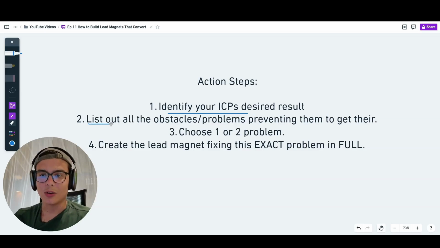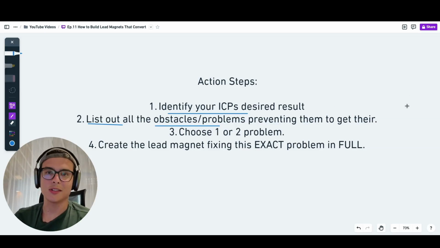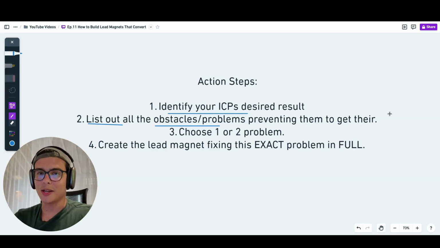Then list out all of the obstacles and problems that are preventing them from getting to their desired result. Sorry, I forgot to write that at the end there, but you get the point, right? You have to list out every single sub-problem, even if it's something super small. It doesn't matter. Right now you're brainstorming, just get all the problems out on paper, and then from there you can think, okay, what is the problem that most of my followers or most of my ICP is facing, right? Because not every problem is going to have the same amount of weight as others, and more people are going to be facing one kind of problem than the others, right?